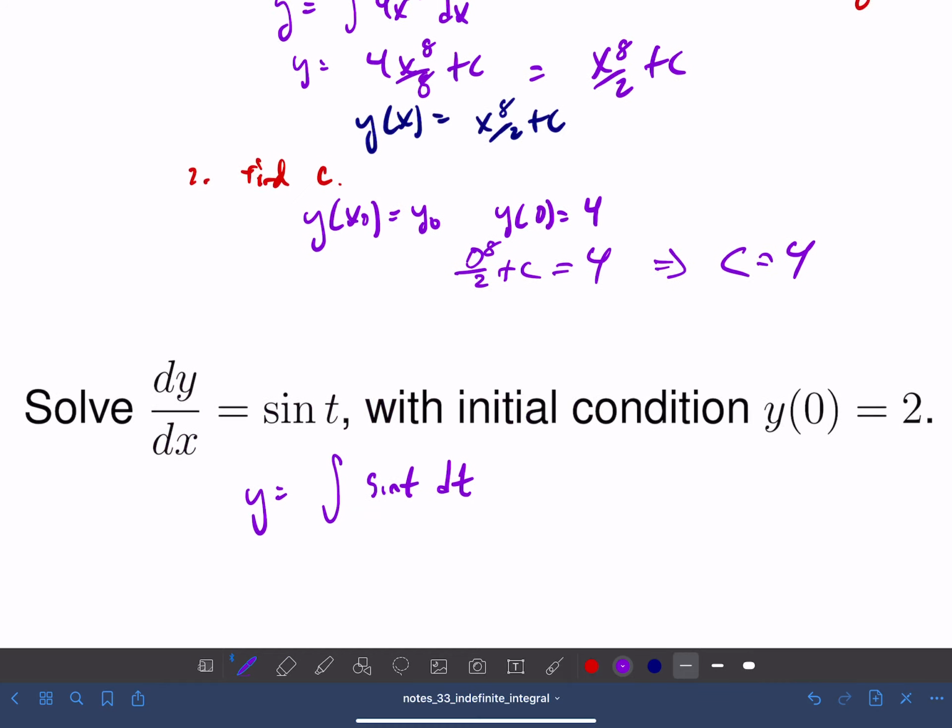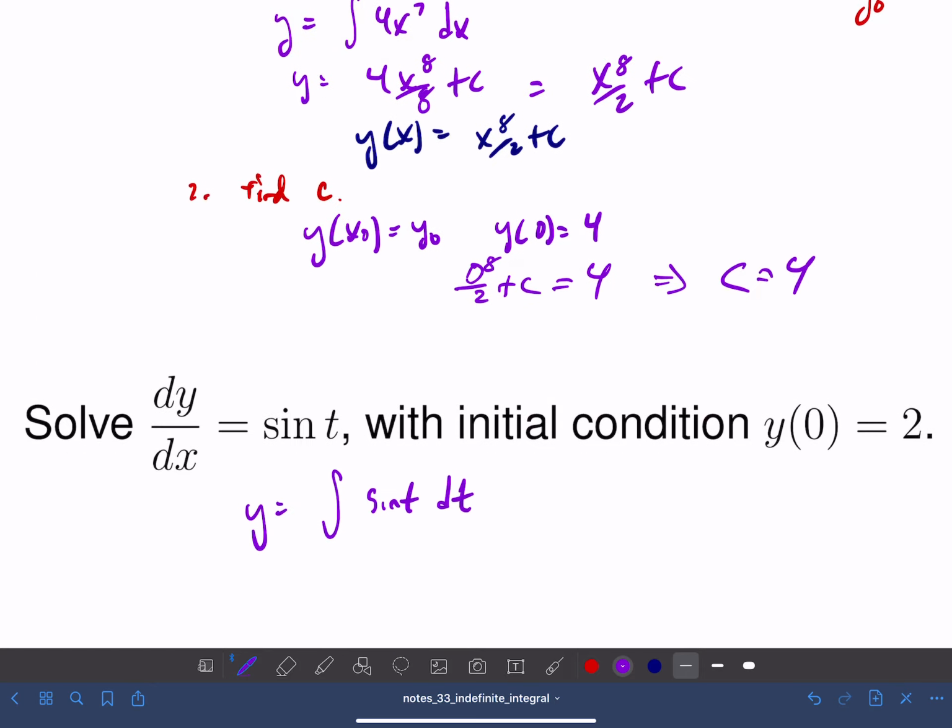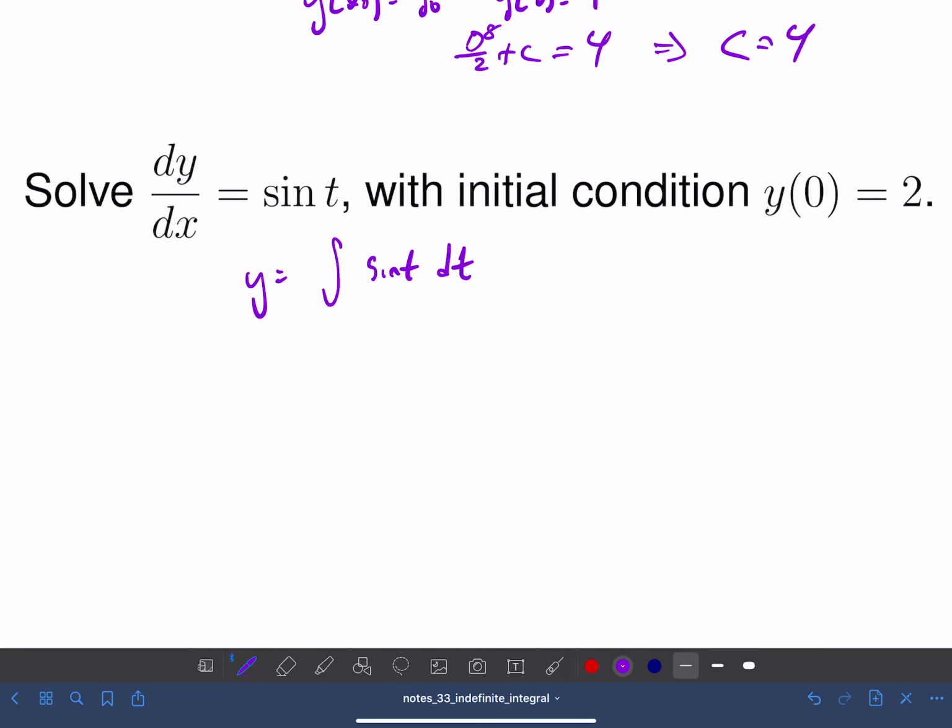Did I mess up on the previous one? No, I had x's on the previous one. Okay. Oh, no. I found another typo. That's supposed to be a t. I have 3 typos to fix before I post this.